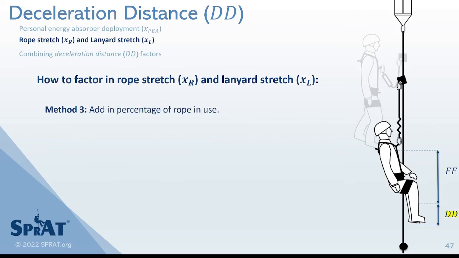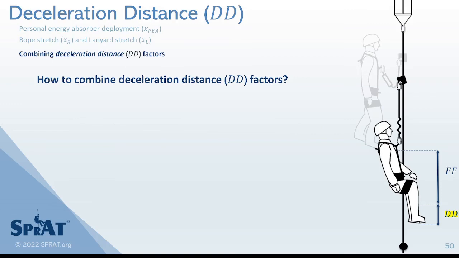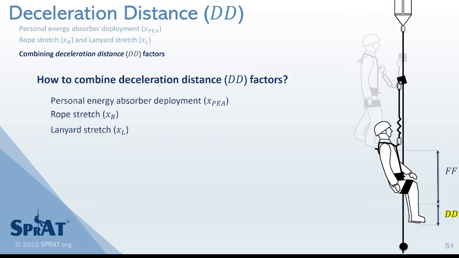Finally, for the third method, we can add a conservative value of stretch based on a given length of rope. For low elongation rope, add 10% of the rope in use after freefall. For high elongation rope, add 35% of rope in use after freefall. Remember to include activation distance in this rope length. Deceleration distance factors can be considered together for a more accurate calculation of clearance requirements.